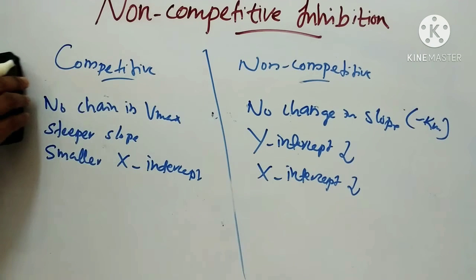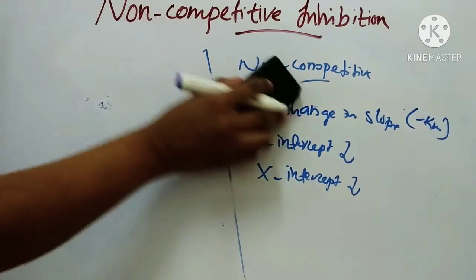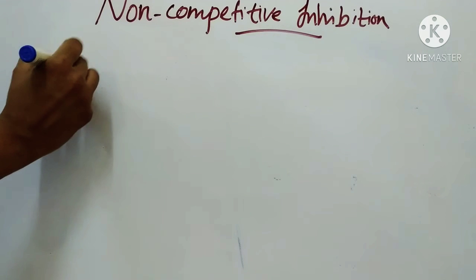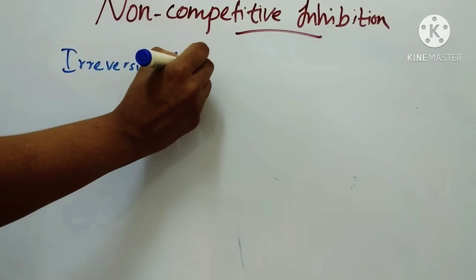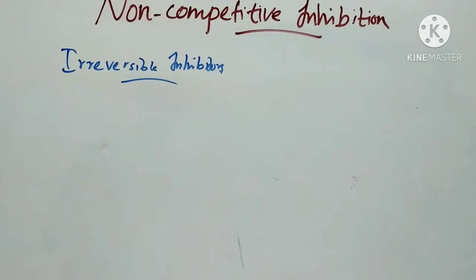Next, we will see examples of non-competitive irreversible inhibitors. The first one is iodoacetate.